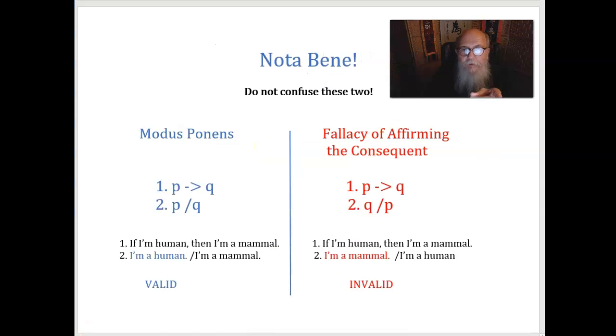Remember also, we learned not to confuse these two forms, modus ponens and the fallacy of affirming the consequent. Not to confuse P then Q, P therefore Q, and P then Q, Q therefore P.